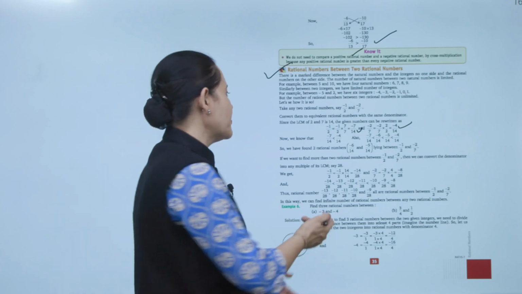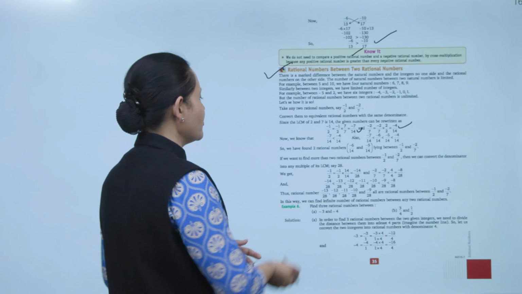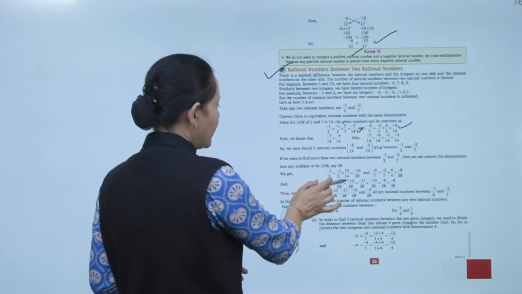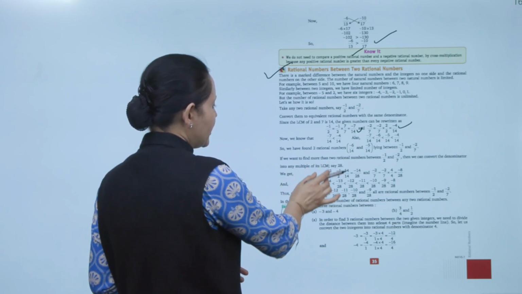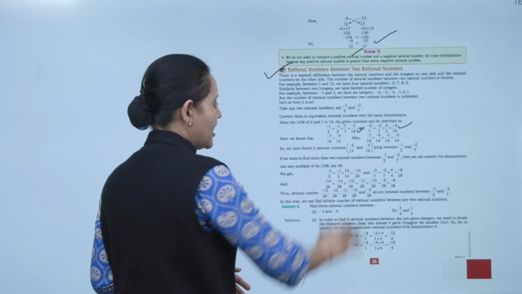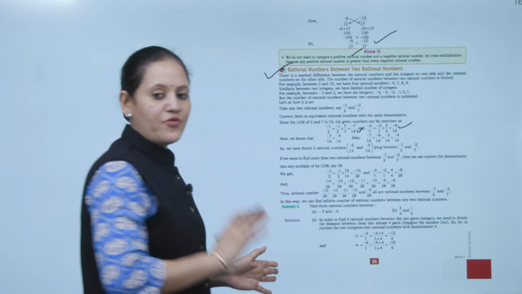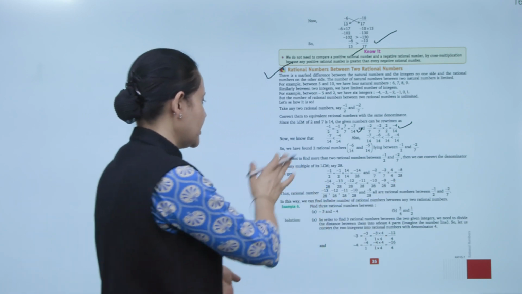So, -1/2, because we have to find more rational numbers. So, what we will do? Here we will multiply both the numerator and denominator by 14. So, we will get -14/28 and here by 4, so we will get -8/28. Now, we can find many rational numbers between these two.